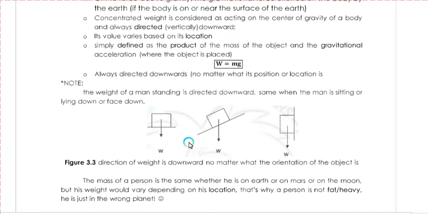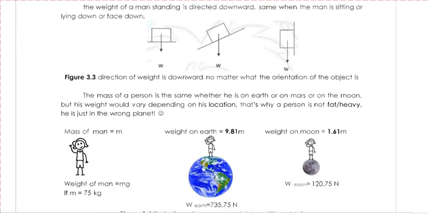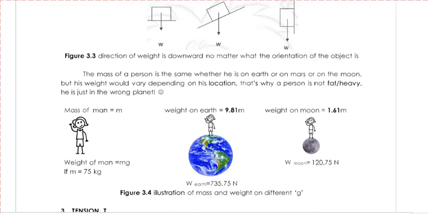So bisan ano pa nga surface ang ginaga niya. So okay, we have horizontal, straight lang. We have inclined pero ang weight mo, downward lang. So bisan amo pa na yung mga surface diri, but you have weight nga downward lang sa gihapon ang iyang representation. So the direction of weight is downward no matter what the orientation of the object is. The mass of a person is the same whether he is on Earth or on the moon. So take note of that one. But ang iyang weight may vary depending on his location. That's why the person is not fat or heavy, but he is just in a wrong planet.